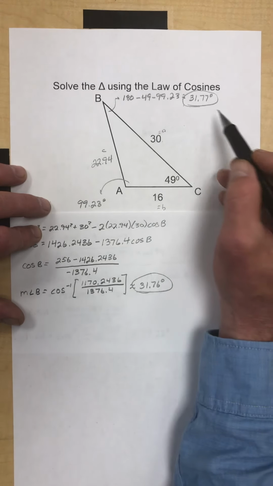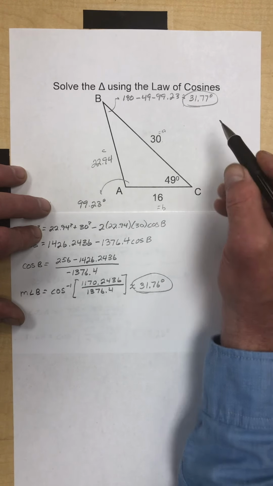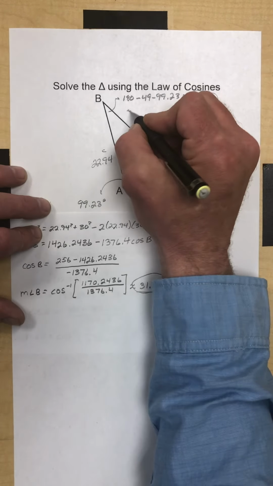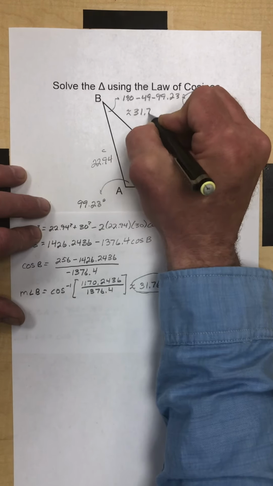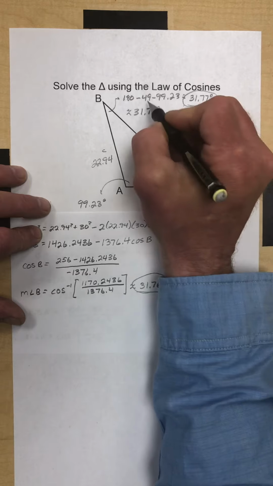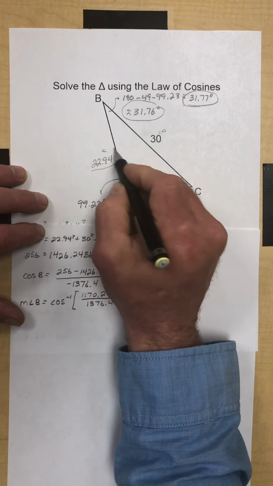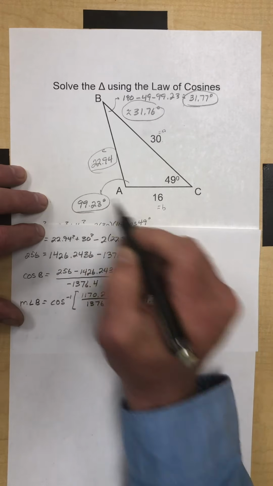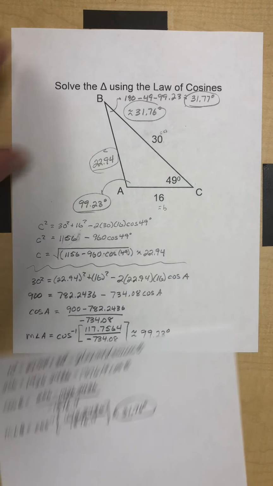So if we were running out of time on a test and we went with that guy, we'd be okay. So whether you use that guy or you use this guy right here, 31.76 pesos, either way we're in good shape. So we've got our triangle solved using the law of cosines. All right, so let's try one more.